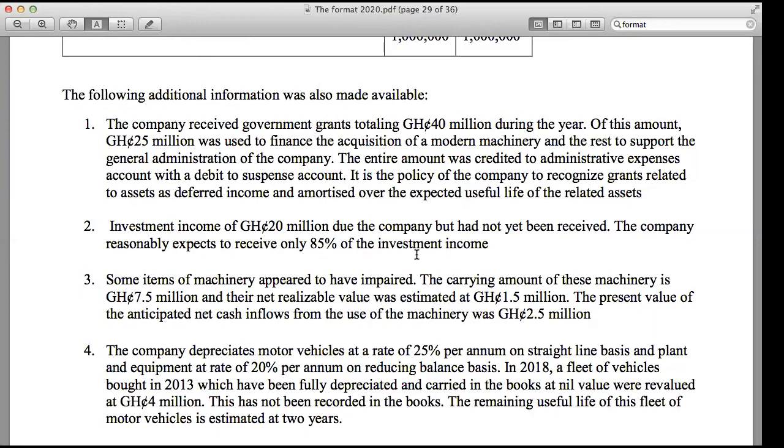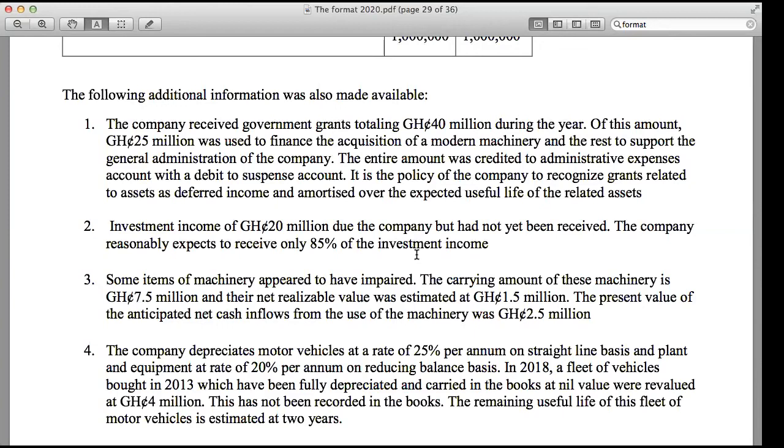the company received a grant totaling 40 million during the year. Of this amount, 25 million was used to finance acquisition of modern machinery. So that's a capital grant. The rest to support the general administration of the company. That's revenue grant. So not all the 40 million grant is capital or revenue. You have to break it into 2. Capital 25, revenue 15. And all of them have a different treatment. So take note.